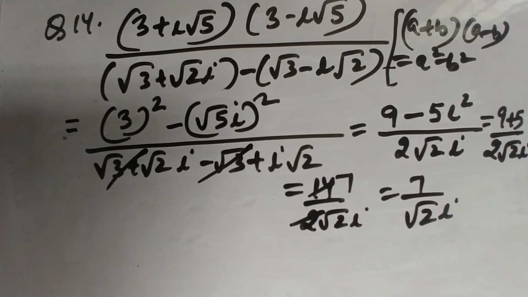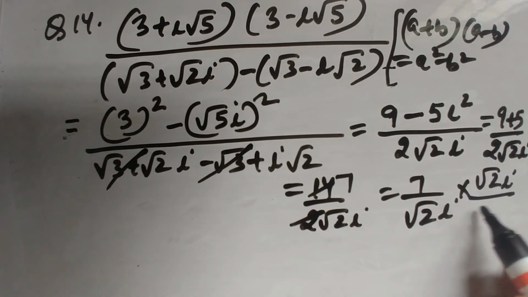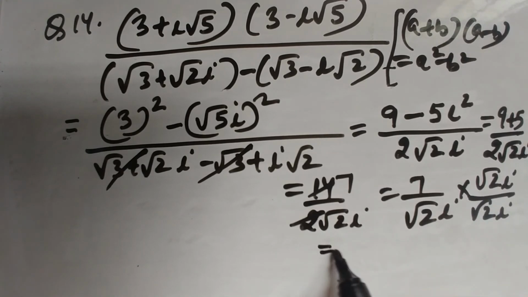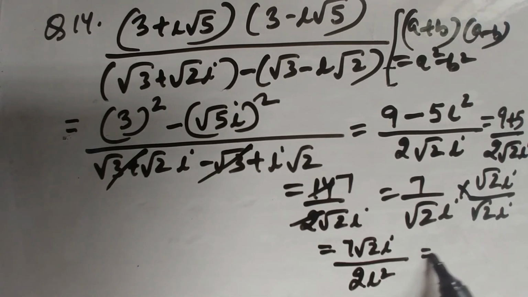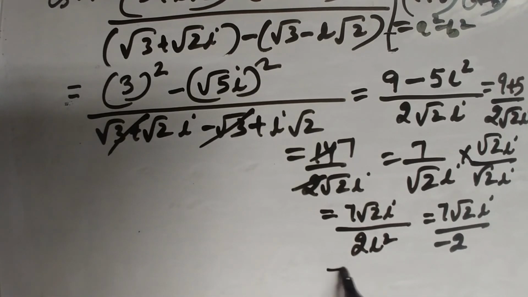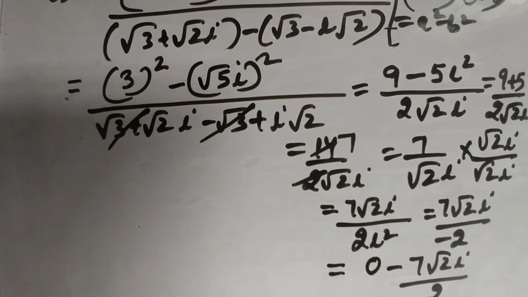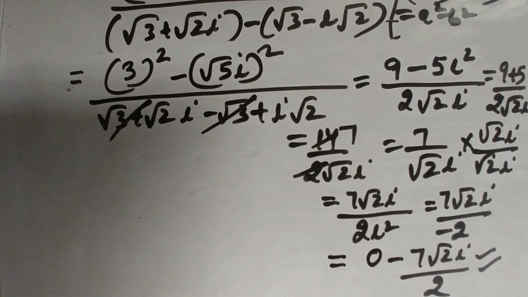Now it is not in standard form as iota is in the denominator, so I need to rationalize it. So it becomes 7 root 2 iota upon 2 iota square, which is 7 root 2 iota upon minus 2. So how will I write in the standard form? As real part is 0, so it is 0 minus 7 root 2 iota upon 2. So this is the required answer of this question.